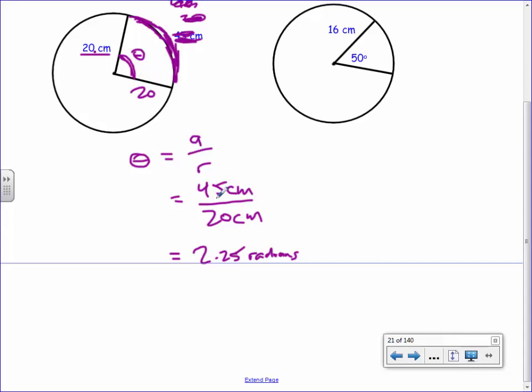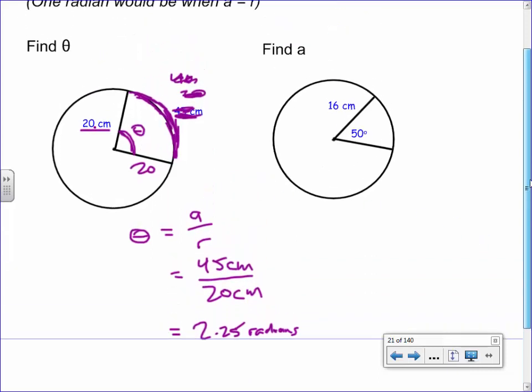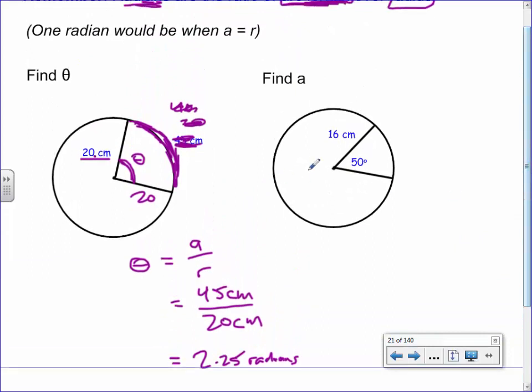Now, that on its own is not all that useful necessarily, but I want to show you how to do the opposite operation because this is useful. Let's say I give you this thing right here. I'm going to tell you to measure this out in 50 degrees. I'll go with degrees to make it simple at first. And then I'm going to tell you that the radius is 16 centimeters. My question is, how big is this right here going to be? How far along the edge?